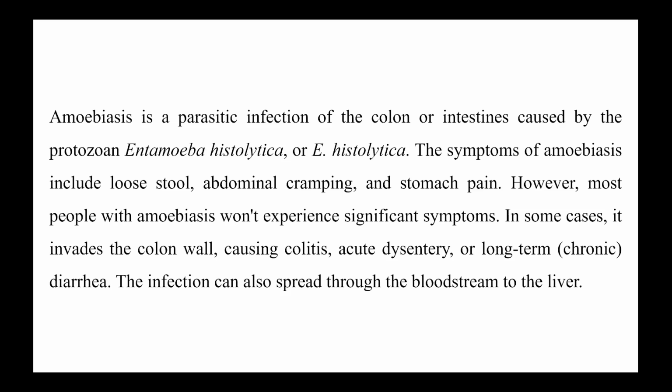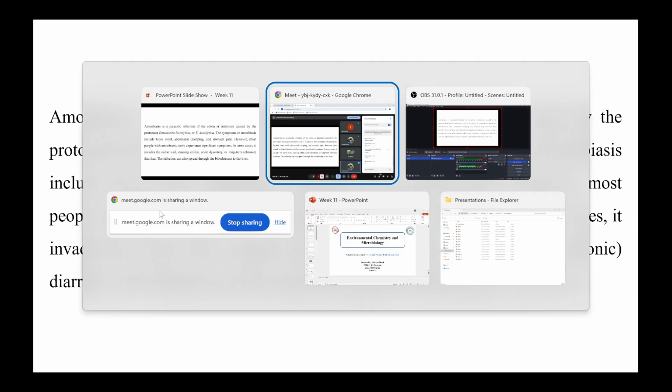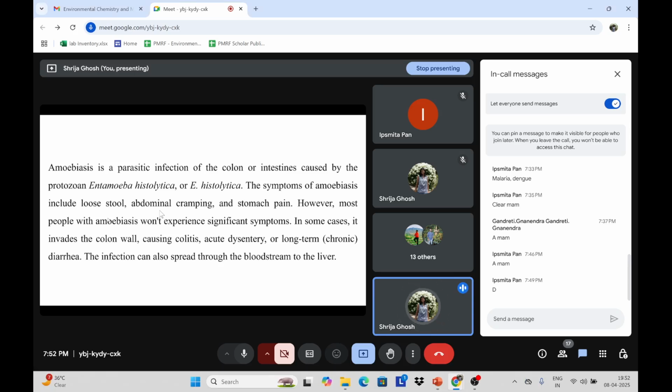Symptoms of amoebiasis include loose stool, abdominal cramping, and stomach pain. However, most people with amoebiasis won't experience significant symptoms. In some cases, it invades the colon wall, causing colitis, acute dysentery, or long-term diarrhea, that is chronic. Infection can also spread through the bloodstream into the liver. So in some cases it can become actually dangerous, but most of the time it's like normal diarrhea-like symptoms.